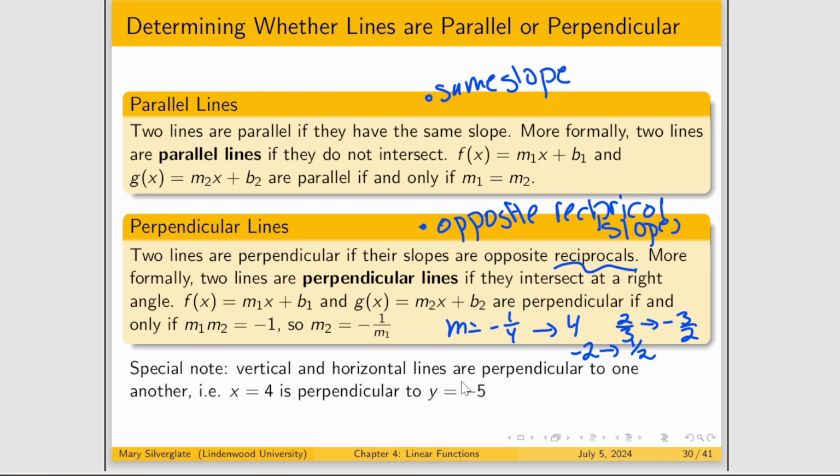There is a special case that you just really need to know about and visualize, that vertical and horizontal lines are always perpendicular to one another. So if you want a line that's perpendicular to x equals 4, anything in the format of y equals something else is going to be perpendicular to it. Similarly, what's perpendicular to y equals -2? That's going to be x equals anything, even like x equals 100 is going to be perpendicular to it.